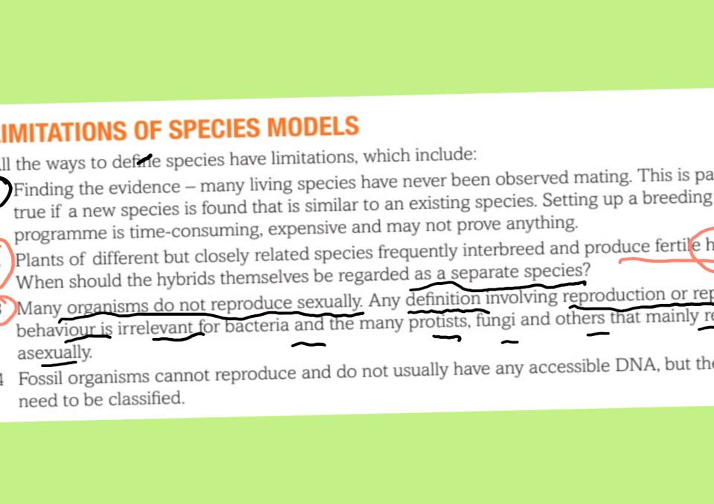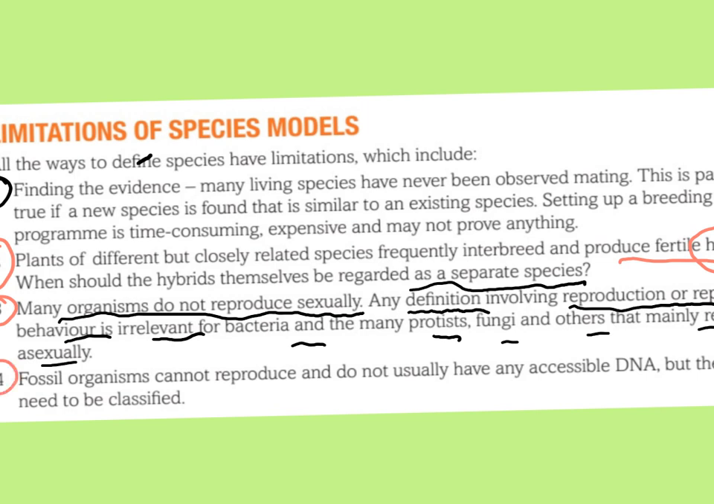Number 3, many organisms don't reproduce sexually. So how can we define the species then? If all the definitions were based on the ability of reproduction or mating behavior, how can we define the species in protista or fungi or bacteria? This will be, of course, a problem.